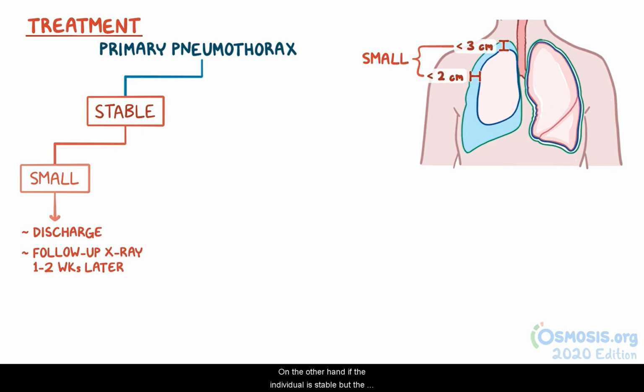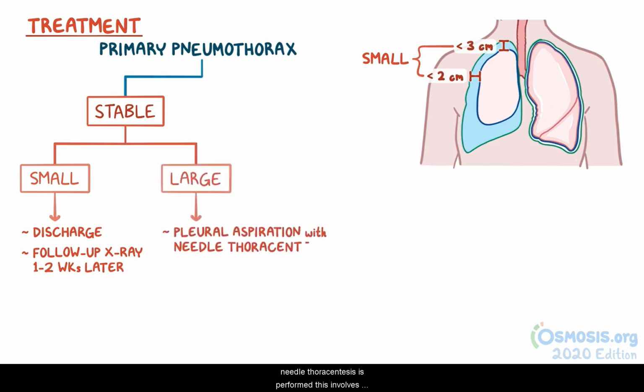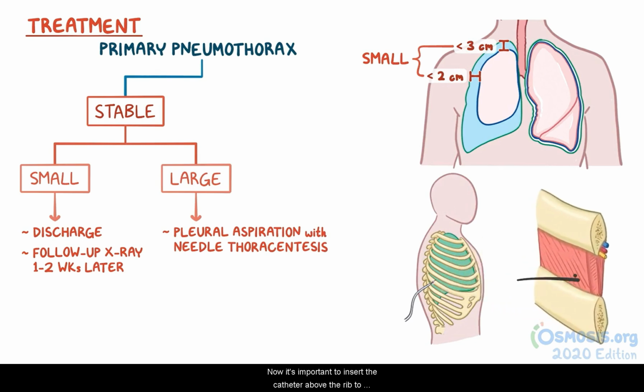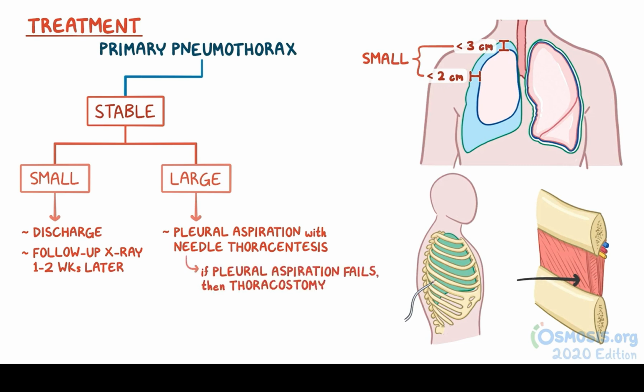On the other hand, if the individual is stable but the pneumothorax is large, then a pleural aspiration with needle thoracentesis is performed. This involves inserting a small bore needle or catheter into the chest to aspirate the air in the pleural space. Now, it's important to insert the catheter above the rib to avoid damage to the intercostal vein, artery, and nerve, or the vein running below the rib. If pleural aspiration fails, then a thoracostomy or chest tube is inserted.